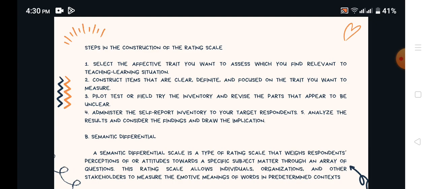So, semantic differential. A semantic differential scale is a type of rating scale that weighs respondents' perceptions of or attitudes towards a specific subject matter through an array of questions. This rating scale allows individuals, organizations, and other stakeholders to measure the emotive meaning of words in predetermined text.